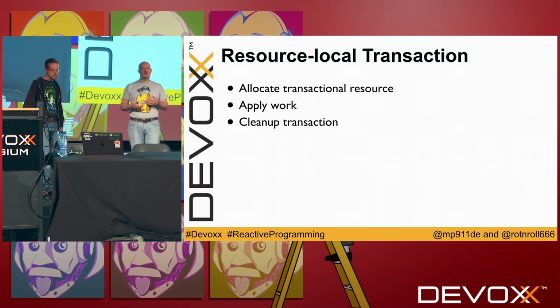We then apply our work, and afterwards, we clean up the transaction. And this can be either rolling back the transaction because we encountered a condition that needs a rollback, or we perform a commit. So we must not keep that transaction in some limbo state. Otherwise, unexpected things might happen.